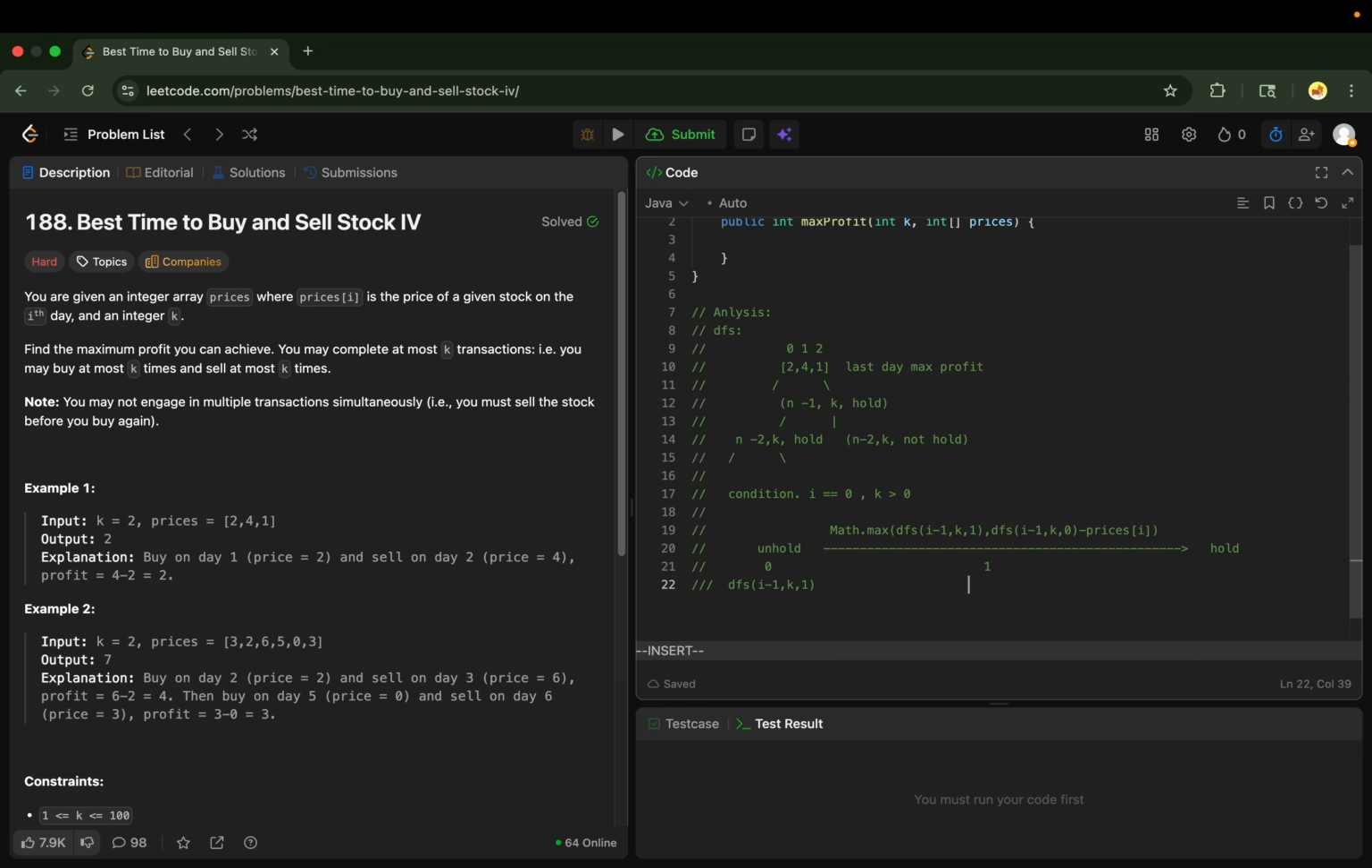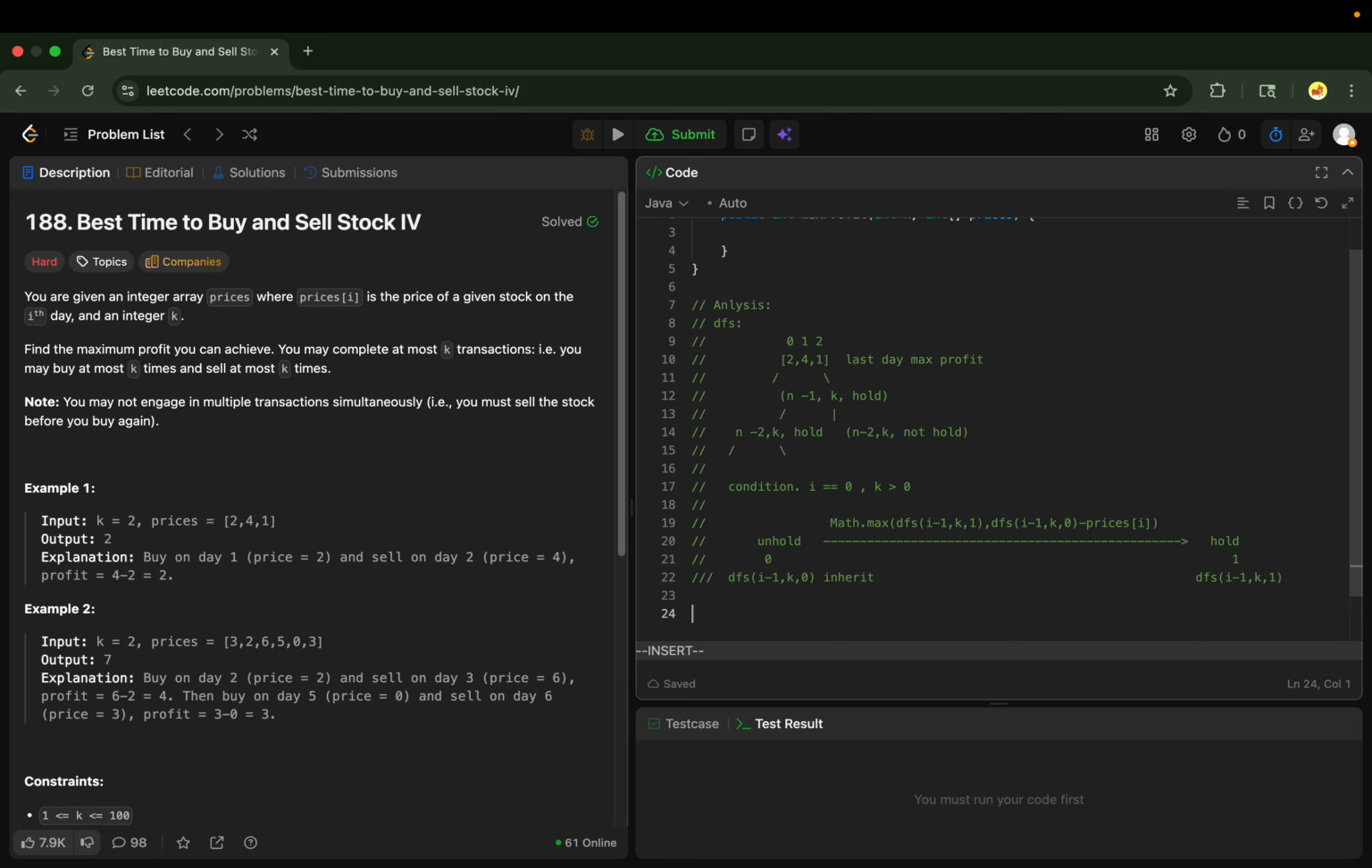Okay, so if we do nothing, there is this one. This means we didn't do anything for the previous. This should be 0, this should be 1. It's kind of like inheriting from your parents, right? So this means on hold.